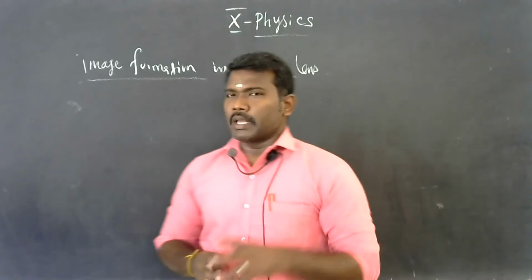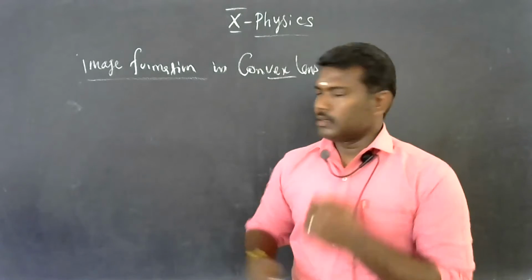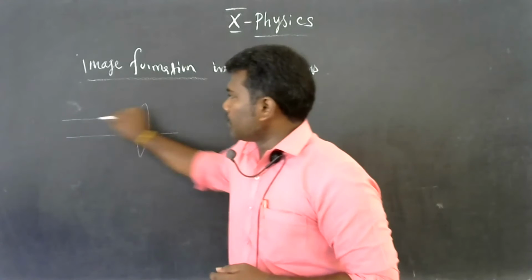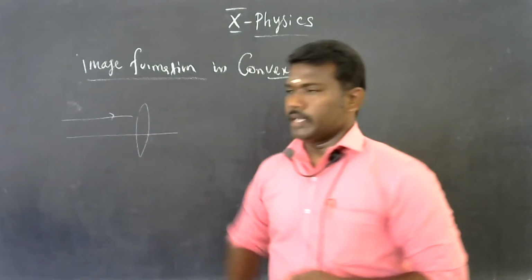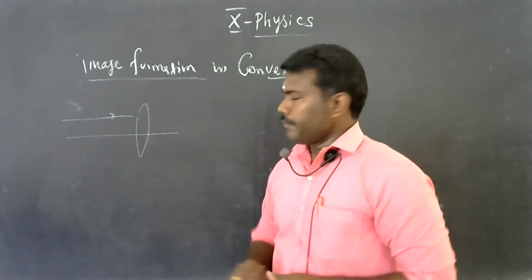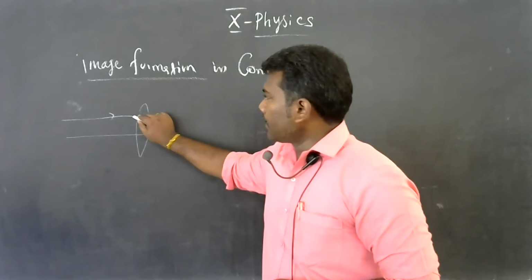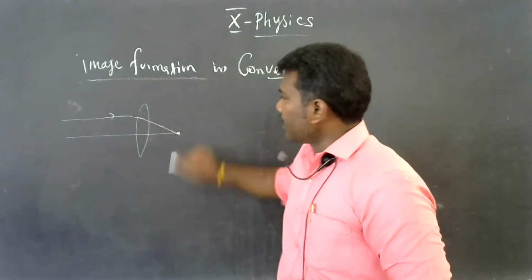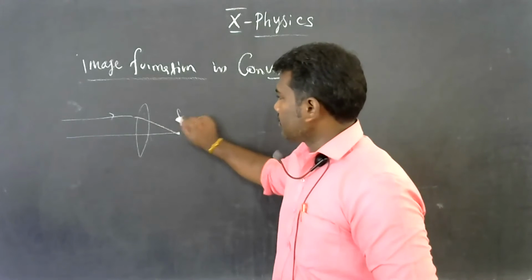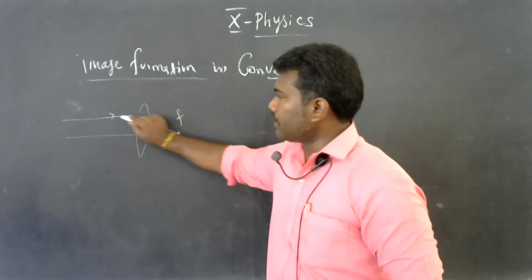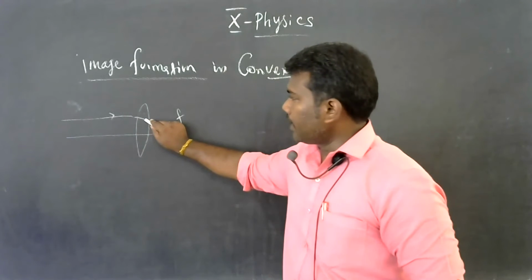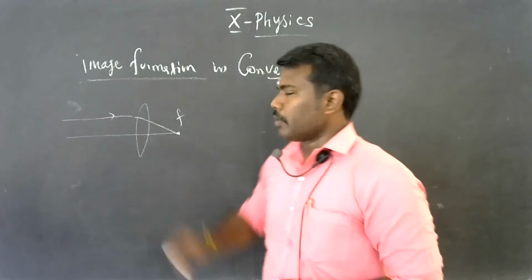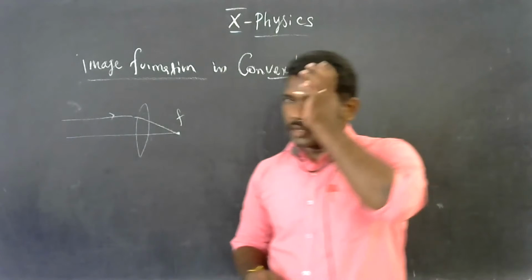The first thing is, if the light ray is parallel to the principal axis, if I consider any one of the lenses, this is the principal axis, and this is the incident light ray. If it is parallel to the principal axis, after getting refracted by the lens, the incident light ray is focused at a point, and that point is F. That means the incident light ray which is parallel to the principal axis, after refraction by the lens, is converged at the principal focus.